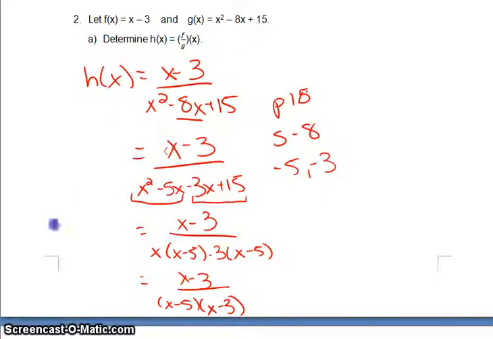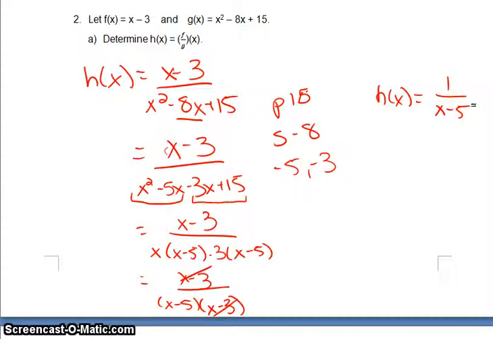Now let's look for anything in common and start canceling some things out. If you notice, in the numerator and our denominator we both have x minus 3, so those will cancel out. That means here that h of x is equal to 1 over x minus 5.